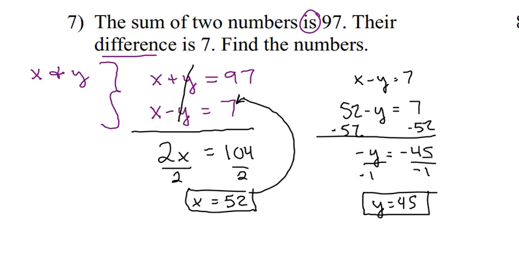And what I like to do with these is take my numbers and see if it's really true. The sum of two numbers is 97. 52 plus 45 is 97. The difference is 7. 52 minus 45 is 7. Check. And you could write your answer like this, 52, 45, and that's that one.